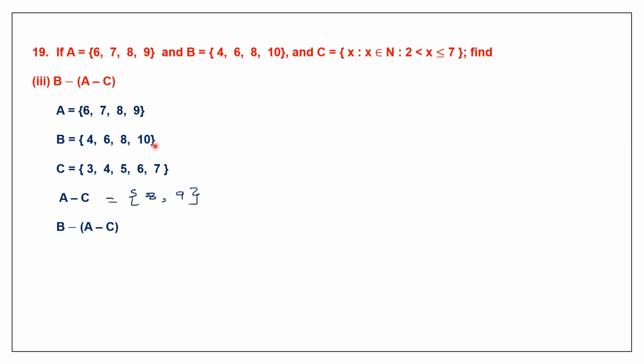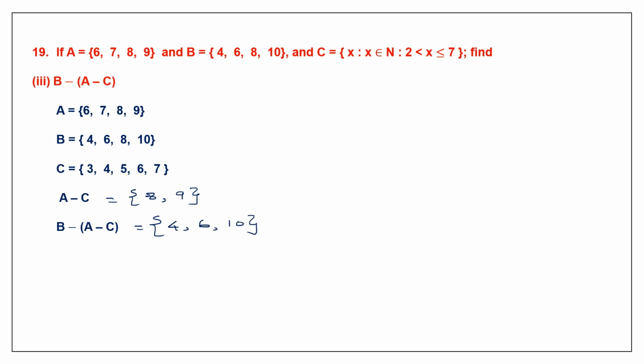We're going to write all the elements of set B which are not in set A minus C. So here what do we have? We have 4. Here we don't have 4, so we can write 4. We have 6. We don't have 6. We have 8 here and 8 here, so we don't write 8. Then 10 is there. We don't have 10, so we can write 10. So what are the elements? 4, 6 and 10. So let's write that. That will be 4, 6 and 10.